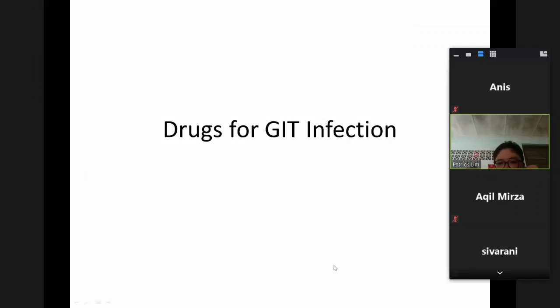GIT infection, so infection of the gastrointestinal tract. Before I start on drugs for GIT infection, we must know that for most GIT infections we don't usually give any antibiotics. The best treatment that we can give initially is symptomatic treatment. What is a symptomatic treatment?